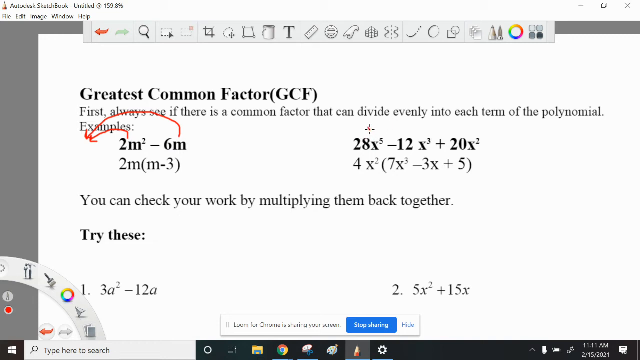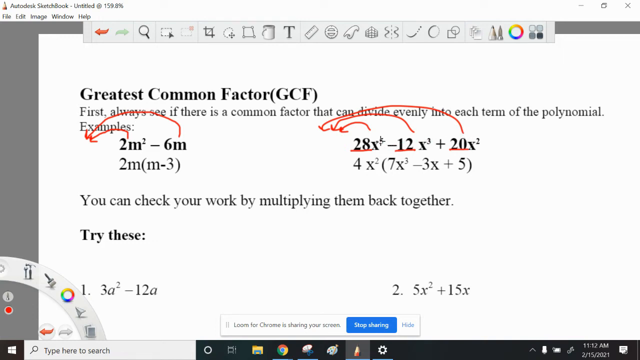This example is more complicated. We need something to take away from all 3 of these things. It has to come from all 3. It can't come from just 2 of them. And so what they've decided is that 28 can be divided by 4, 12 can be divided by 4, and 20 can be divided by 4. And so 4 is allowed to be undistributed. Then we've got 5x's, 3x's, and 2x's. And so they're all able to give away a maximum of 2 x's. So the first issue you can have when you do this is you say, well, the first guy's got 5 x's, this guy's got 3, and the last guy's got 2.